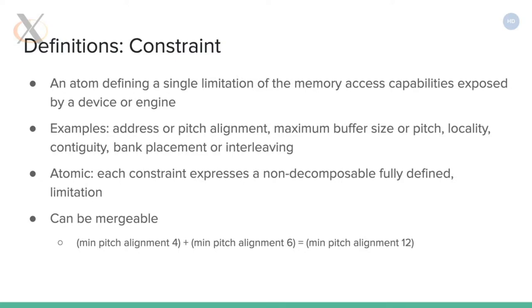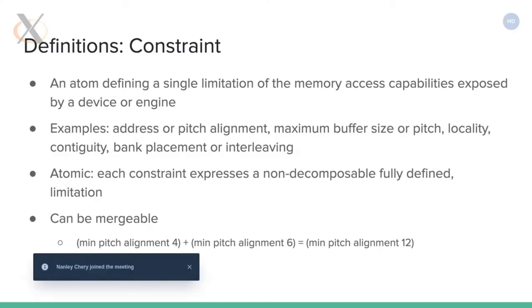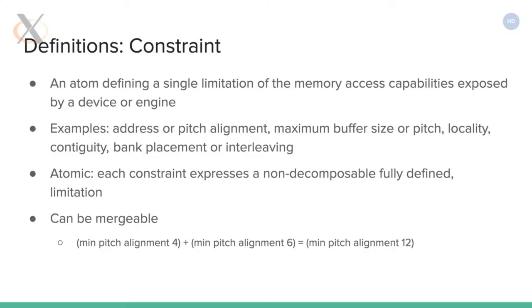Contiguity, meaning the device can't access something like a scatter-gather list. It doesn't have virtual memory capabilities. It has to operate only on contiguous pages. And then some kind of baked placement or interleaving, where you might need individual pages, bytes, or even bits to be placed in individual banks to get the required performance or the required properties.